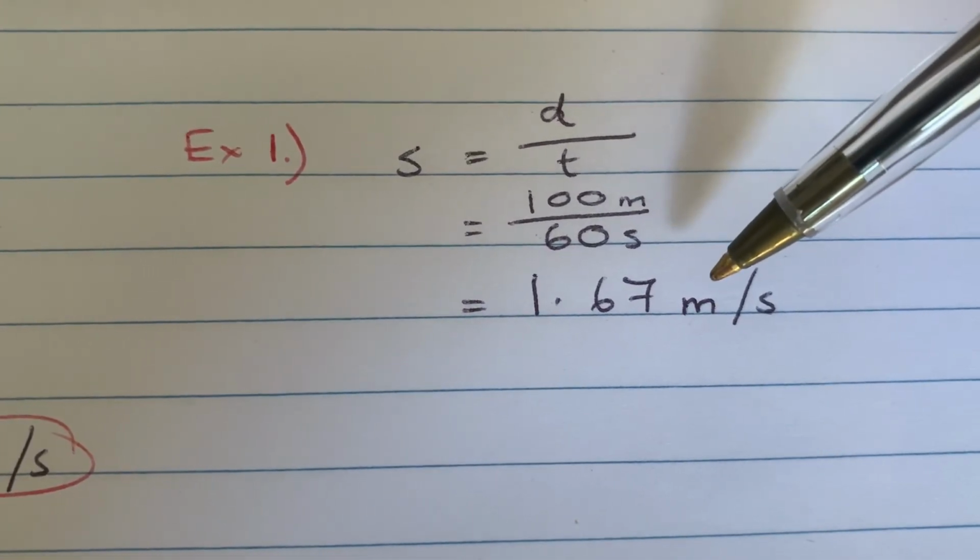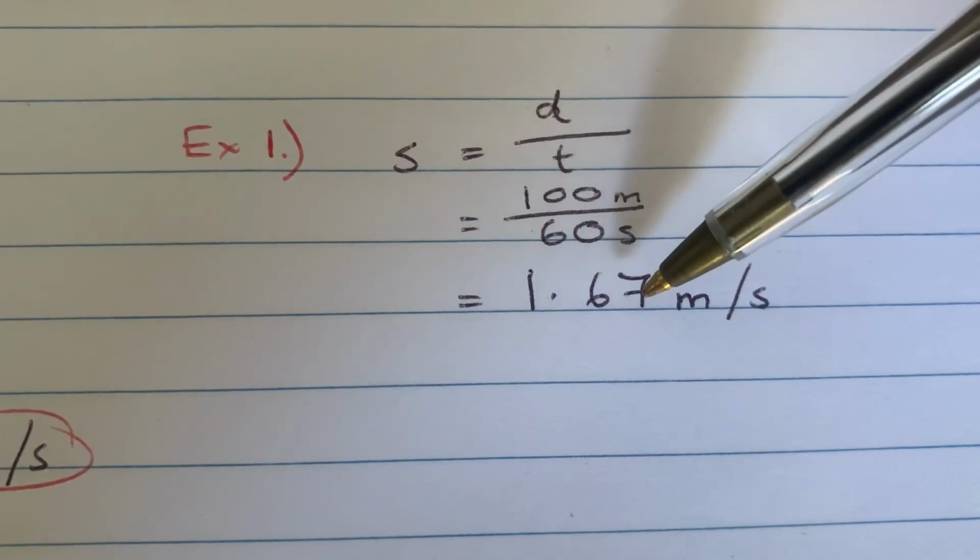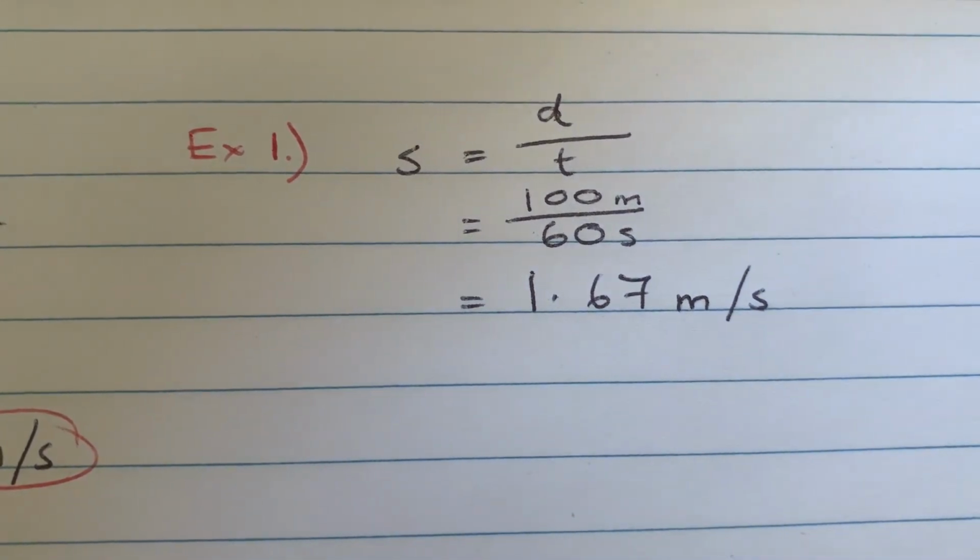and the all-important units. So you must state what your units are. So the speed for this question is 1.67 meters per second. Easy.